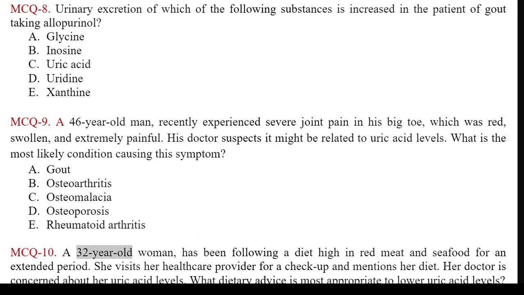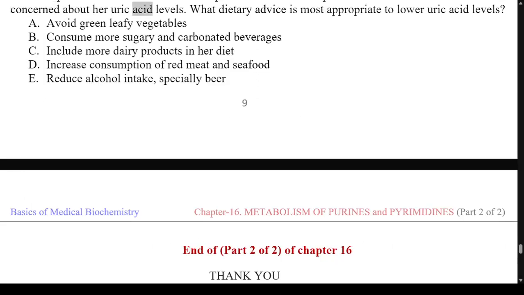A 32-year-old woman has been following a diet high in red meat and seafood for an extended period. She visits her healthcare provider for a checkup and mentions her diet. Her doctor is concerned about her uric acid levels. What dietary advice is most appropriate to lower uric acid levels? Avoid green leafy vegetables. Consume more sugary and carbonated beverages. Include more dairy products in her diet. Increase consumption of red meat and seafood. Reduce alcohol intake, especially beer.